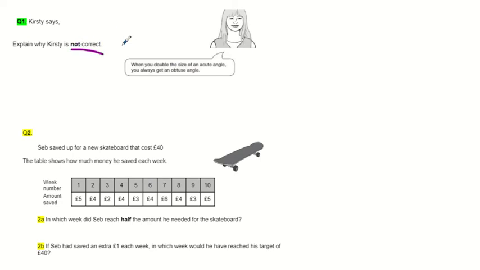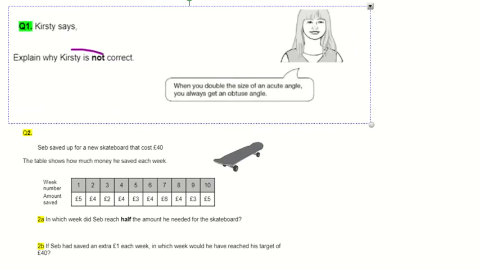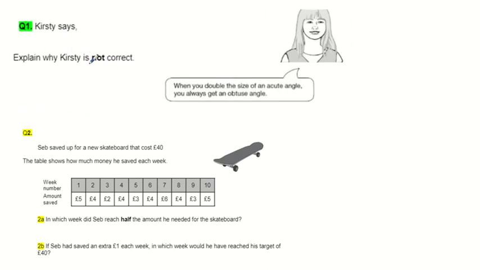Well, let's have a look then at exactly what Kirsty is saying. And again, I'm going to do my underlining here to help me understand. So when you double, so double is the same as multiplying by 2, the size of an acute angle, okay, an acute angle is less than 90 degrees, you always get an obtuse angle. So an obtuse angle is bigger than 90 degrees but less than 180. Explain why Kirsty is not correct.